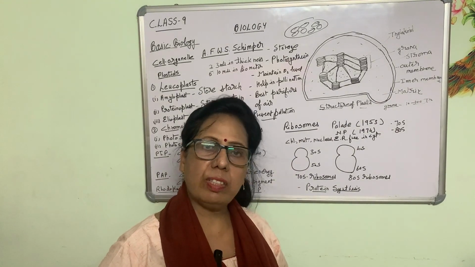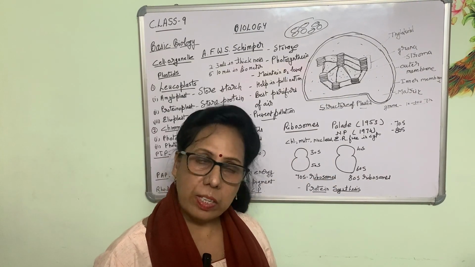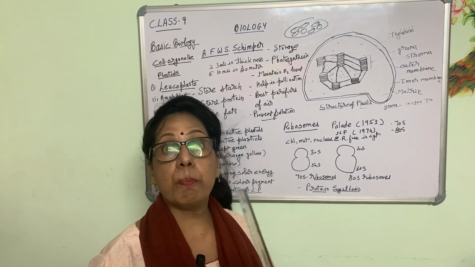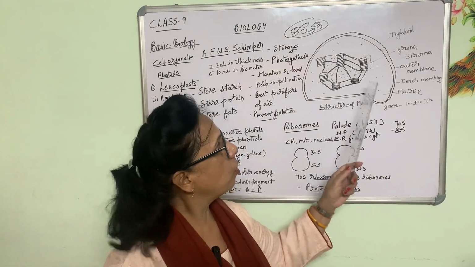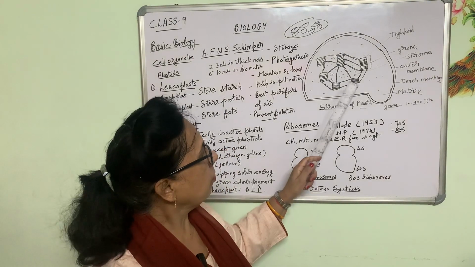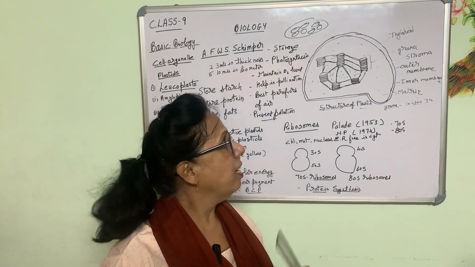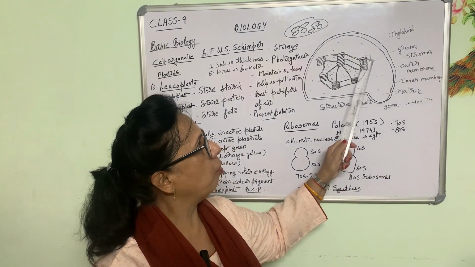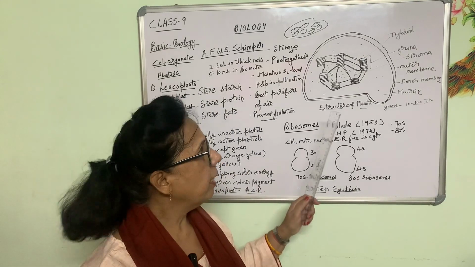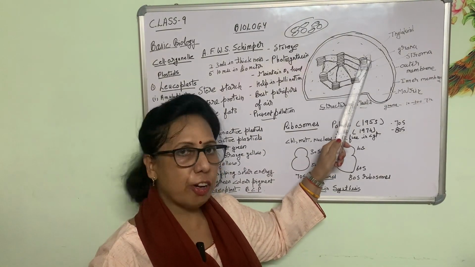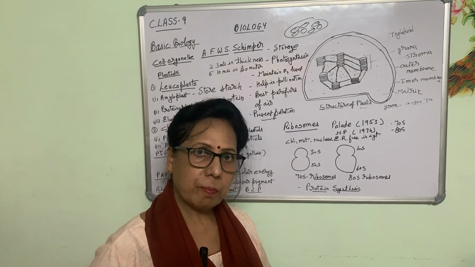It increases the surface area for the process of photosynthesis. फोटोसिंथेसिस के लिए इसका surface area ज़्यादा मिलता है, इसलिए इसको कहते हैं. Photosynthesis completes in two reactions, light reaction and dark reaction. Light reaction takes place in the thylakoid of the granum, and dark reaction takes place in the stroma of the chloroplast. This is clear?